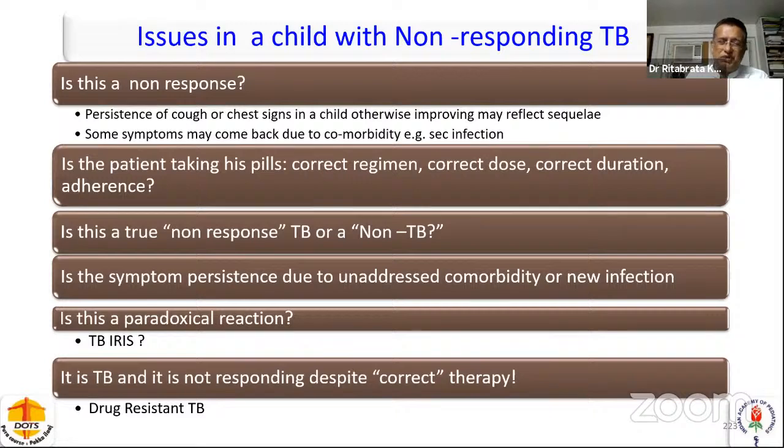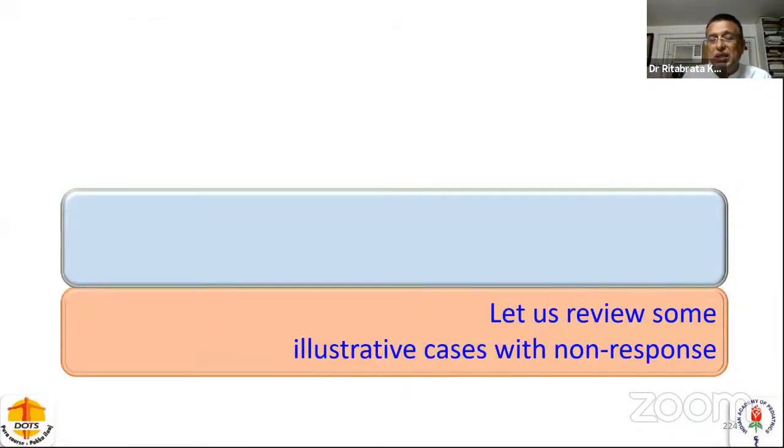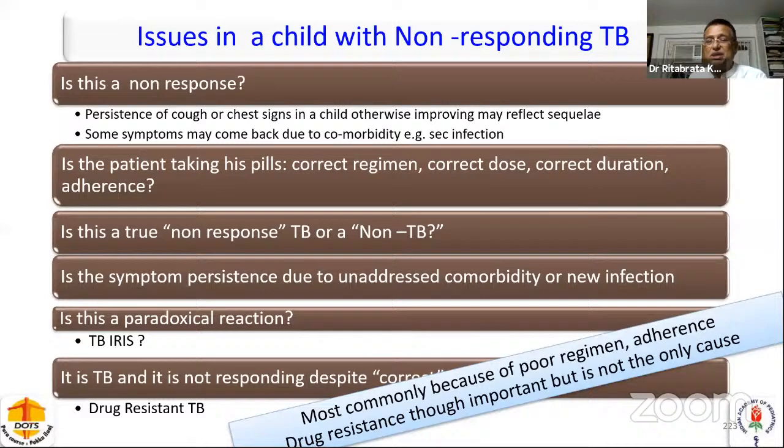And after taking care of this, when your diagnosis of TB is perfect and it is not responding even after addressing the comorbidities and other things, and despite giving correct therapy, only then should you think you are dealing with a case of drug-resistant TB. Most commonly the cause is poor regimen adherence and these things. Drug-resistant TB is so important, but it is not always the cause of non-responding TB. So you should remember this.